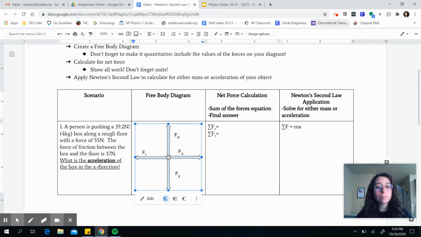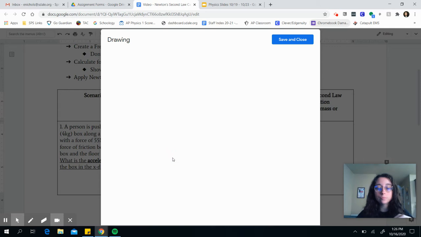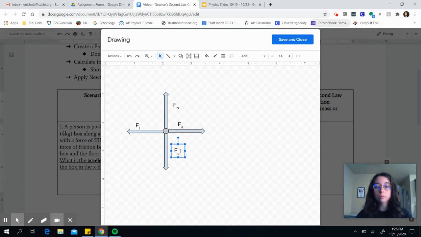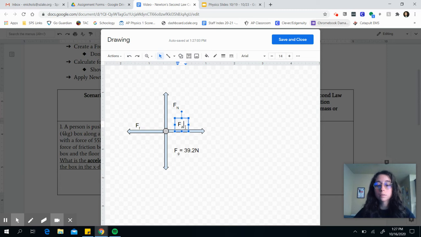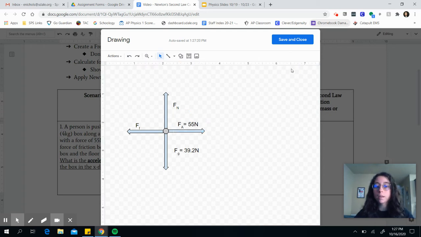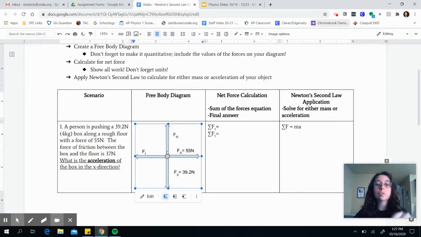We need 39.2 for our force gravity, so 39.2 newtons. Then I know that the force applied is 55 newtons because I can see that. And then we also have a friction of 37 newtons.